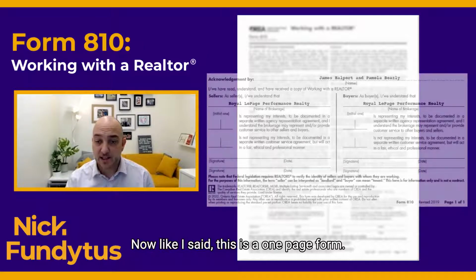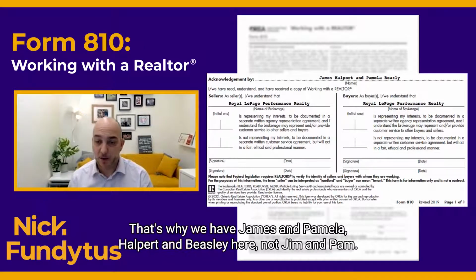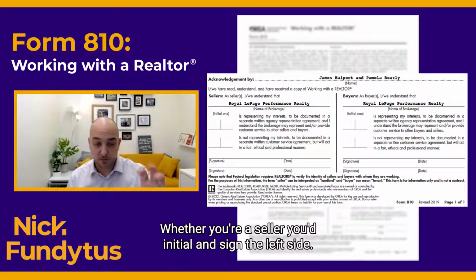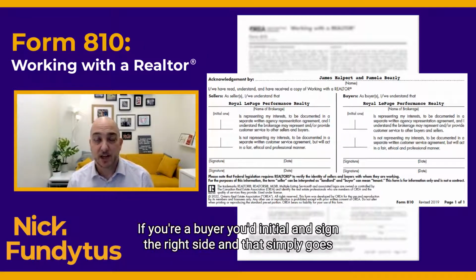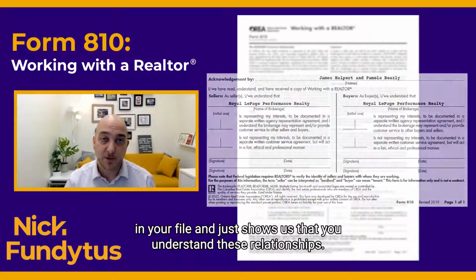Now, like I said, this is a one-page form. At the bottom of it, you're going to have your full legal names. That's why we have James and Pamela, Halpert and Beasley here, not Jim and Pam. If you're a seller, you'd initial and sign the left side. If you're a buyer, you'd initial and sign the right side. And that simply goes in your file and just shows us that you understand these relationships.